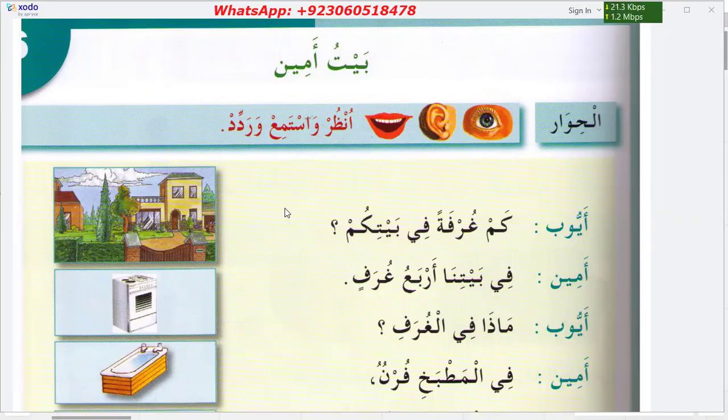In this dialogue, you will learn how to tell or how to ask about someone's house and how that person can tell about his house in detail.